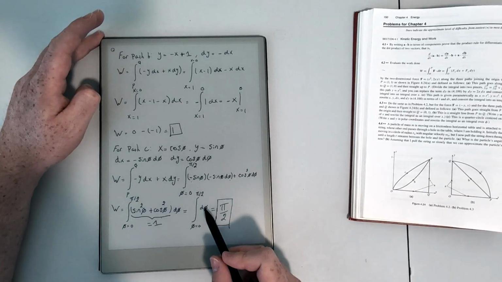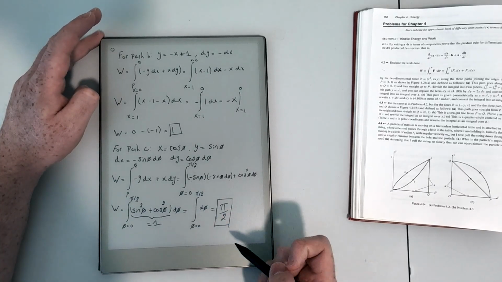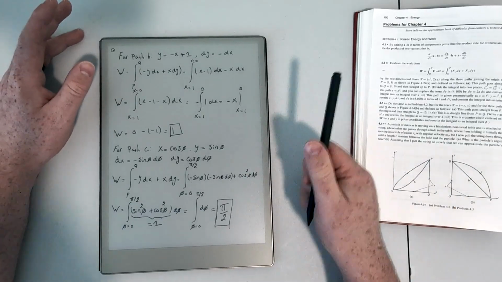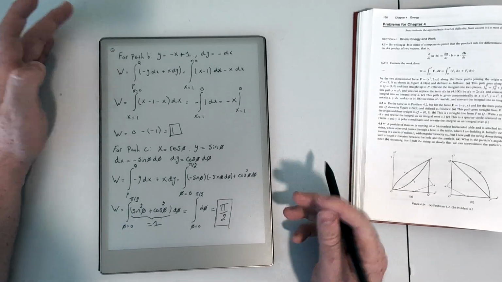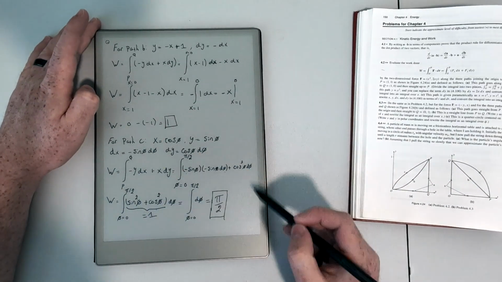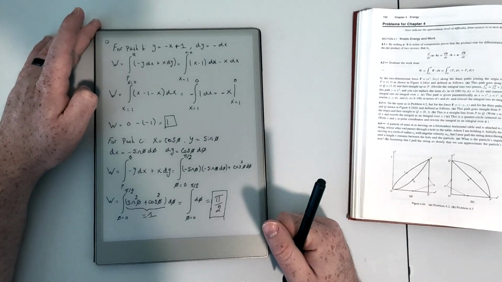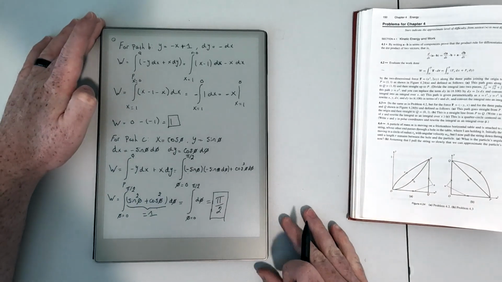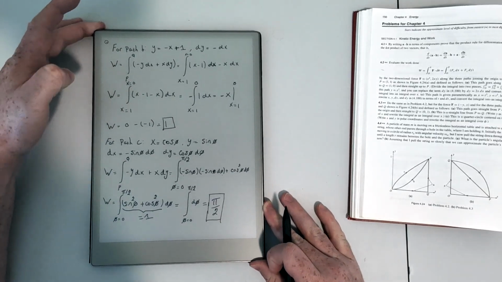So really, we're just integrating d phi from phi equals 0 to phi equals pi over 2, which is just phi. And when you plug in the bounds, you just get pi over 2. So pretty simple once you get that in terms of phi. And yeah, that's our third integral. So the work is different across all three paths. It's not a conservative force. It's definitely path dependent, the work done.